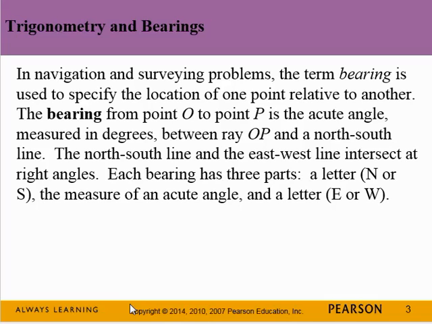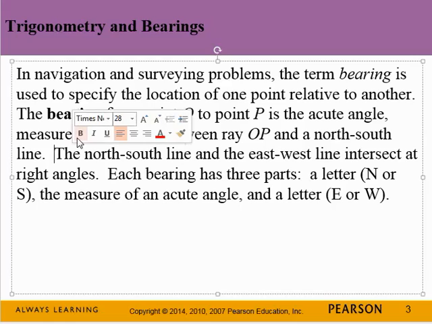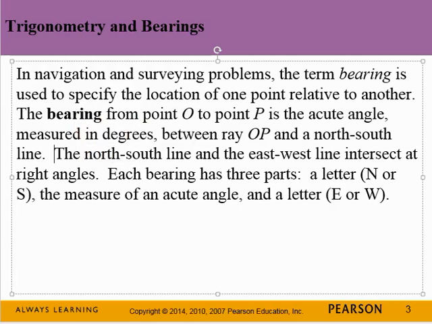North-south line and east-west line intersect at right angles. So you're going to use the N, S, or E, and W in order to talk about those. So let's look at an example of that.